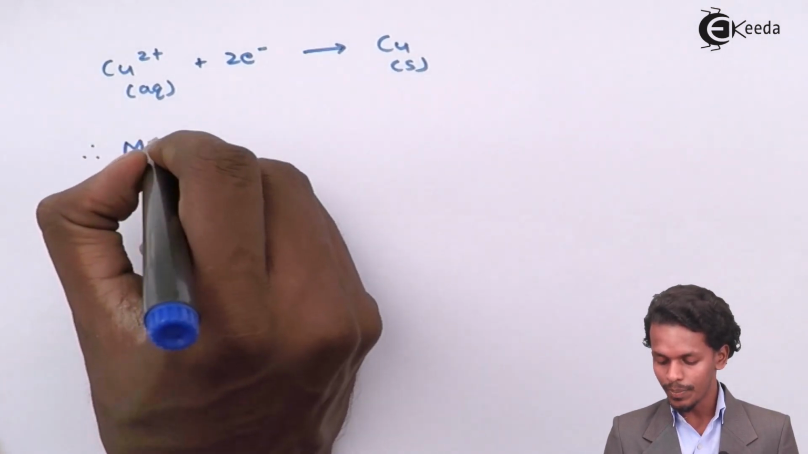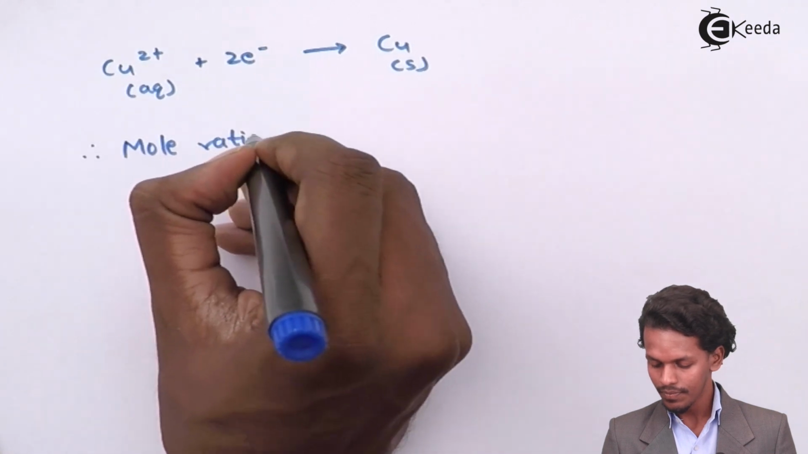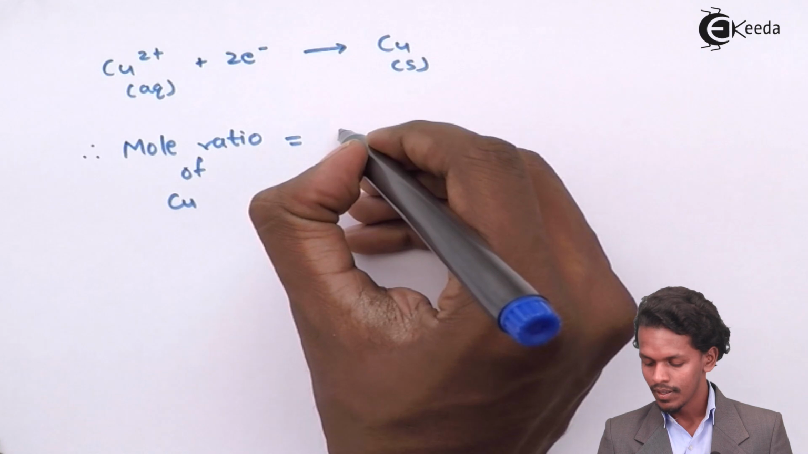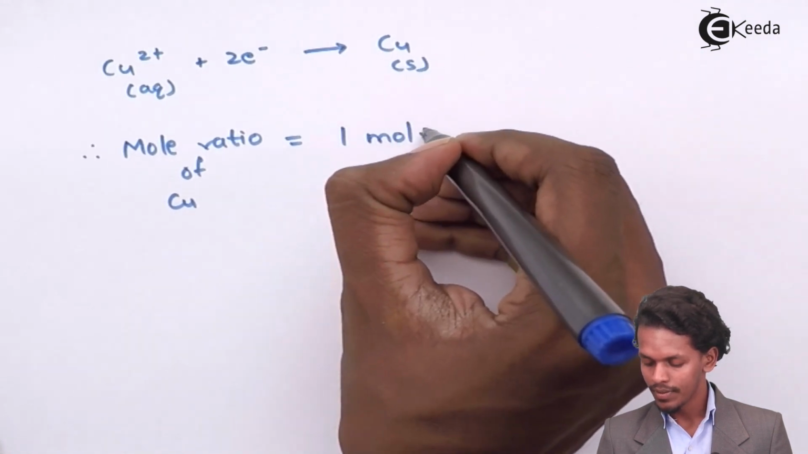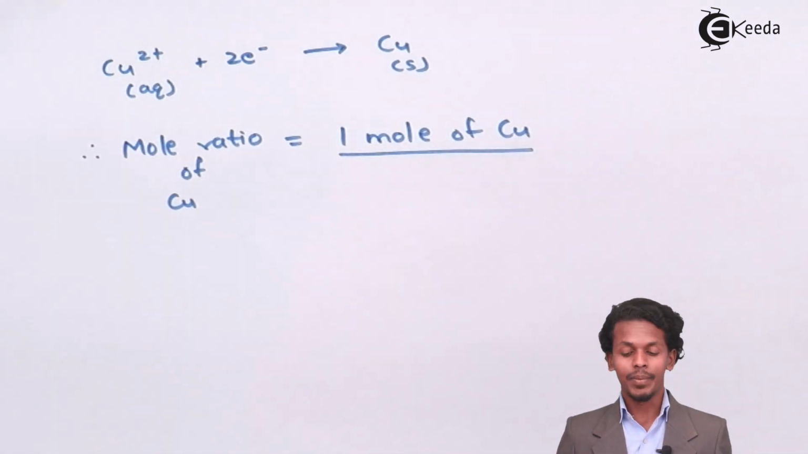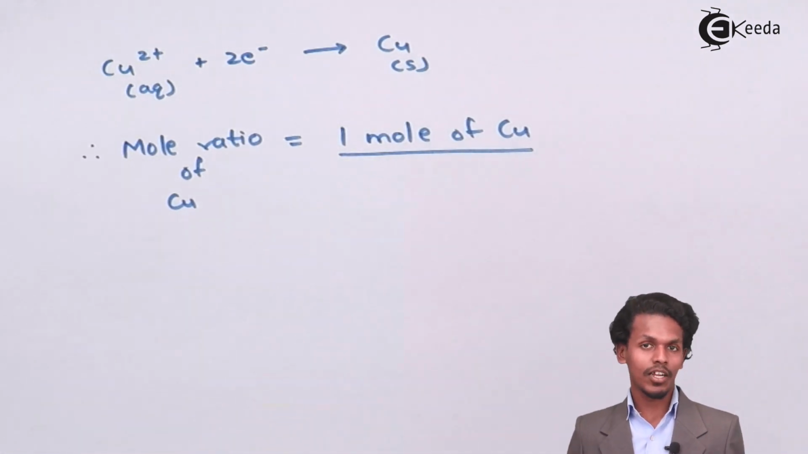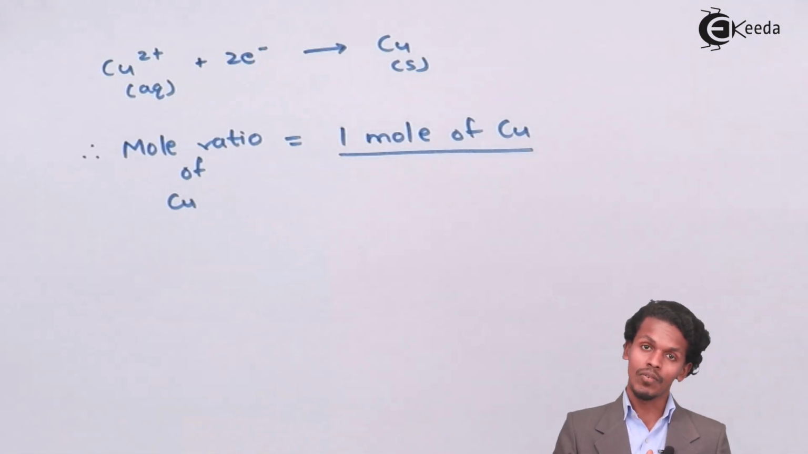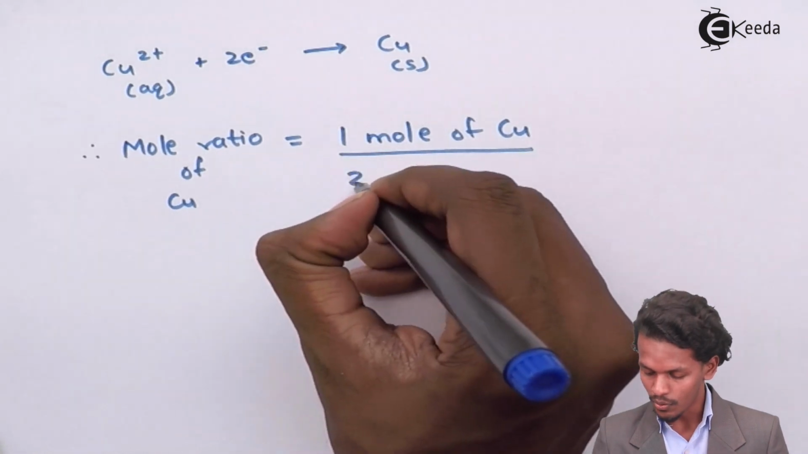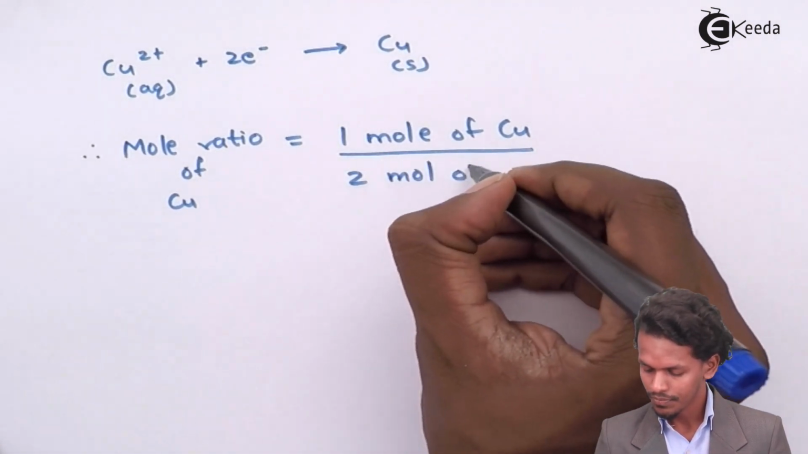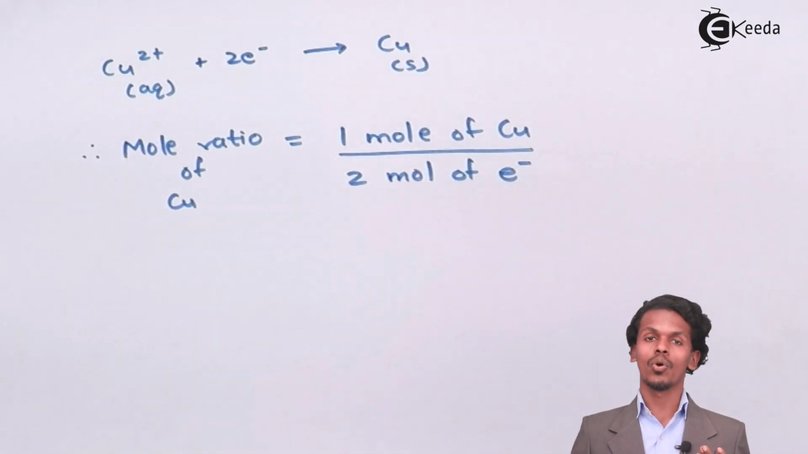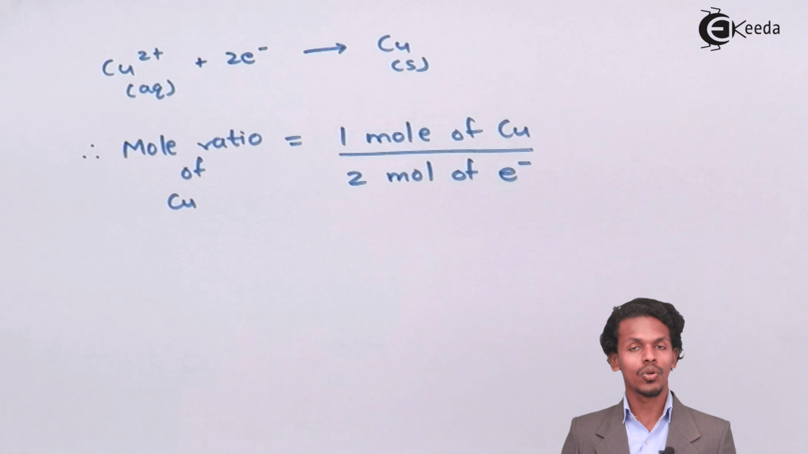So the mole ratio for copper in this case will be 1 mole of copper divided by the total number of electrons involved in converting aqueous copper to solid copper, which is 2 moles of electrons. So this is how we have calculated the mole ratio of copper as well as the mole ratio of zinc.